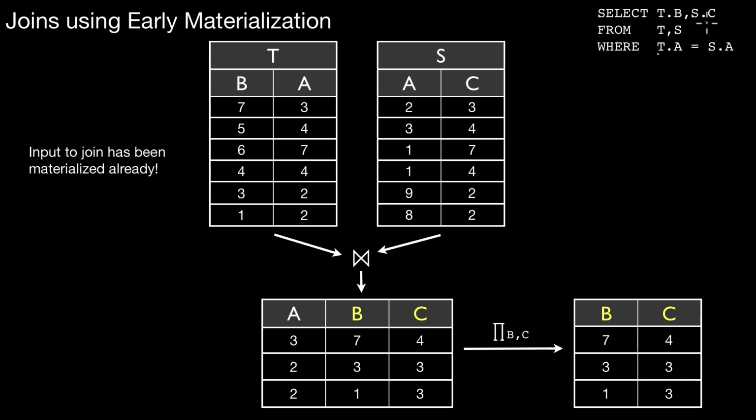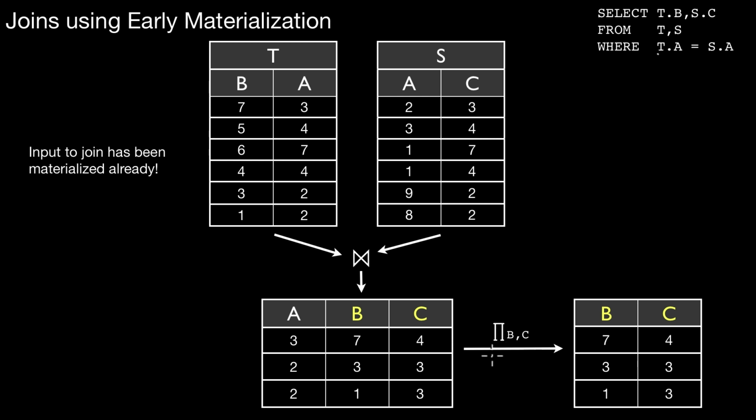So what is typically done in early materialization is you join the 2 relations, and then you end up with something like that. So here you have the join column and the other 2 columns, B pertaining to T, C pertaining to S.